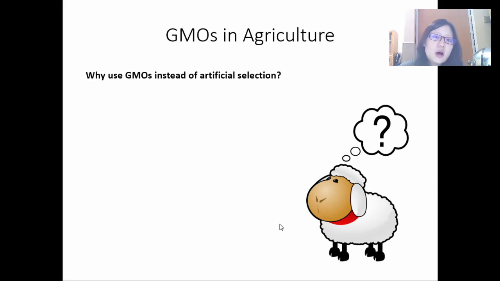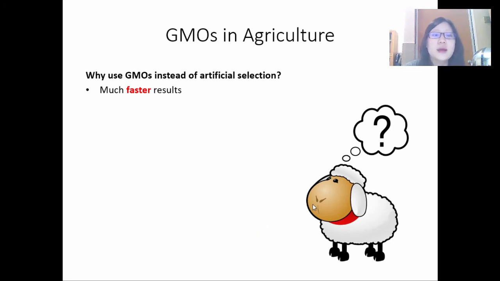Let's talk about it a little bit more and think about it a little bit. Why can't we just use artificial selection? Why must we use GMOs? Look what we have done to increase yield in sheep wool. We have selected the sheep that produce a lot of wool over time, the nicest, finest wool, and now we have sheep that have beautiful wool already. Why not just do that with every other plant? Just use artificial selection to improve the plant and make it better.